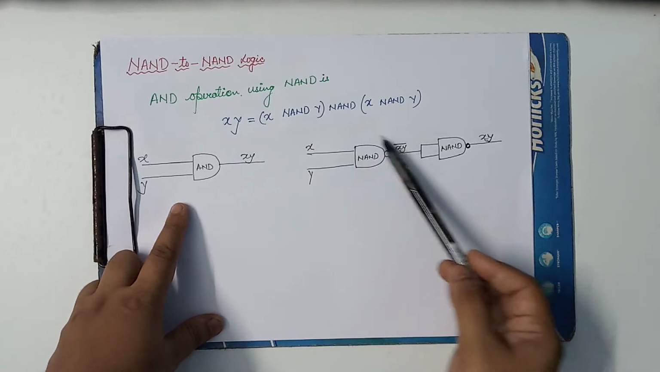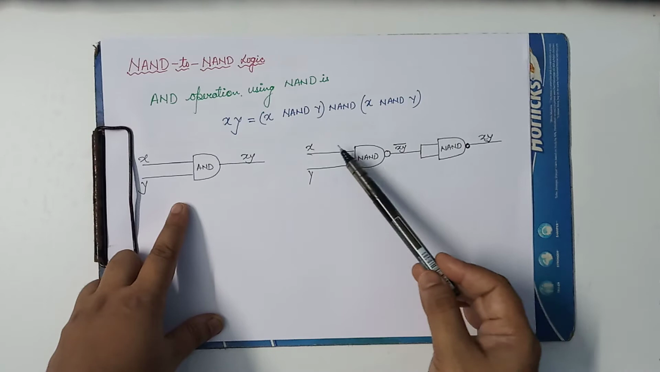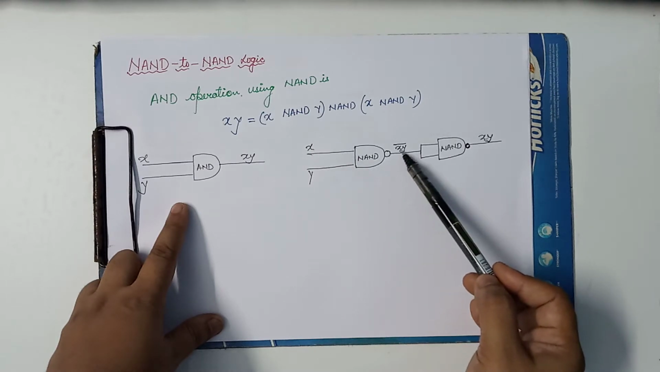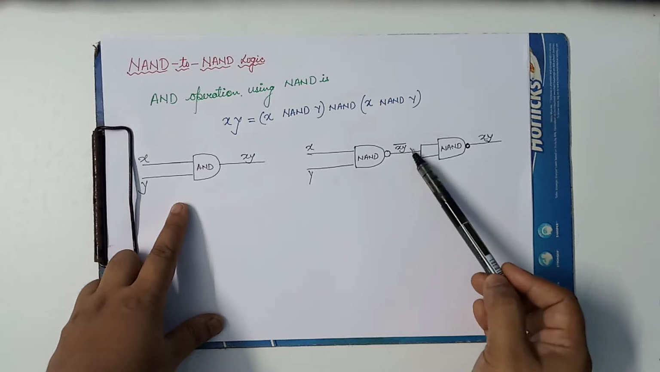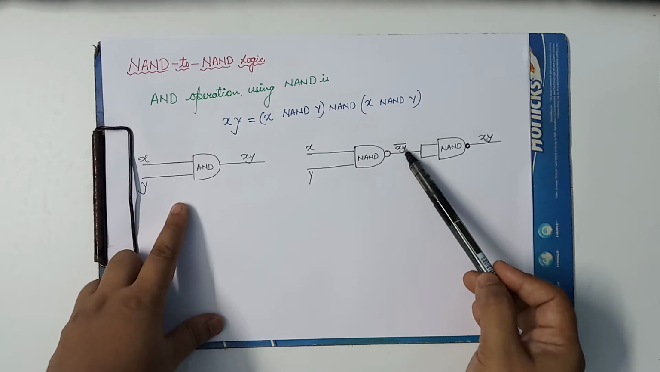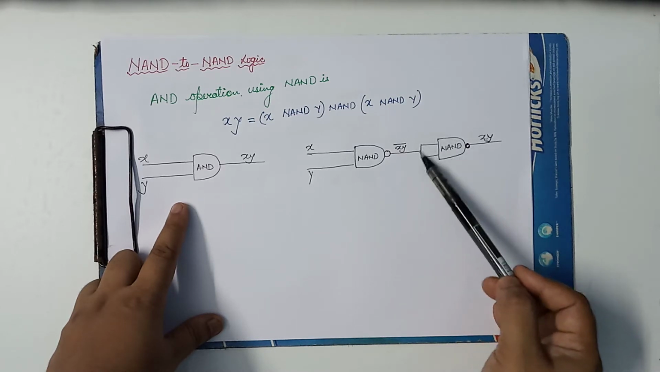Now let's talk about the first one. If we pass the inputs x and y, what would be the output of the first NAND? That is x y bar. Now this bar has to be removed, that means you have to take the complement of this. For doing the complement, you have to add a NOT gate. And we have already seen how the NOT gate can be implemented using the NAND gate.